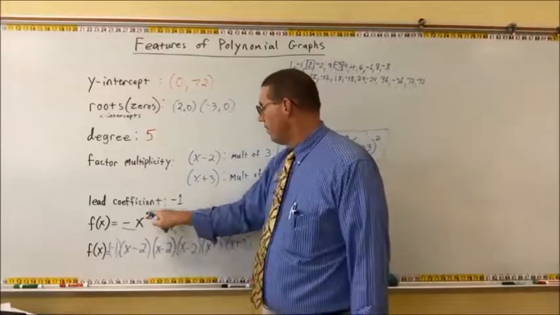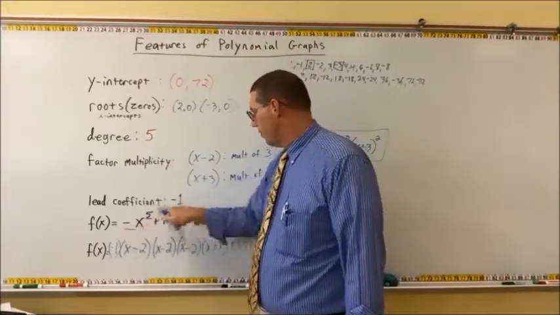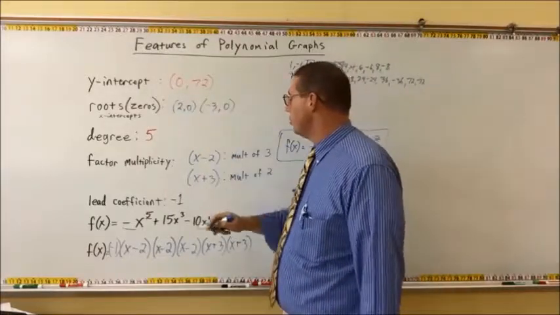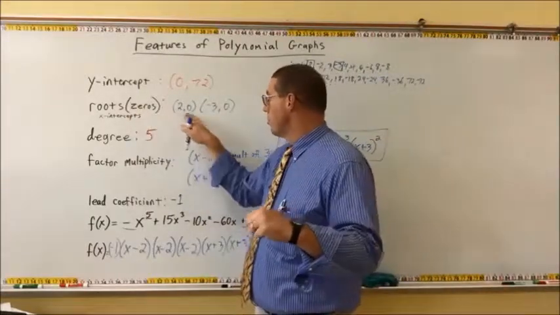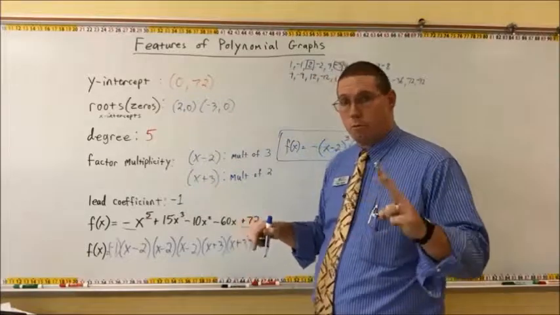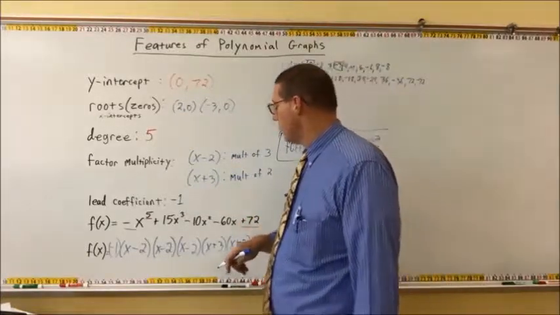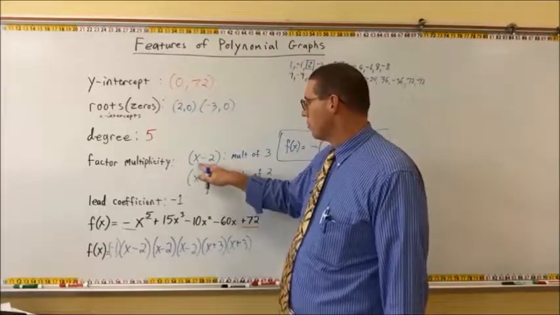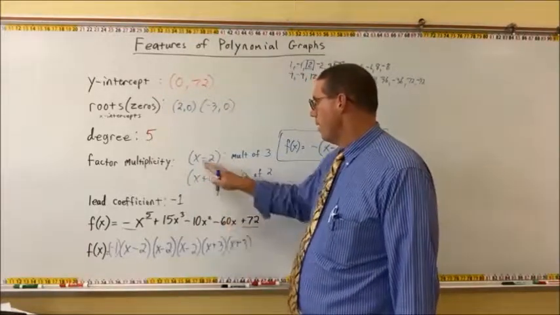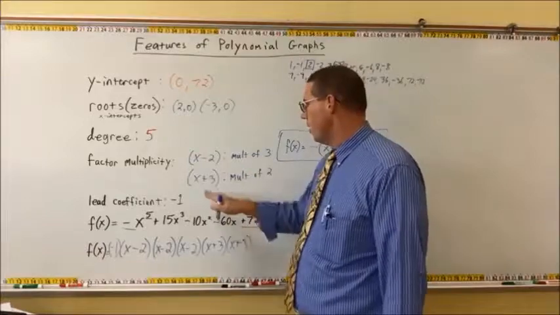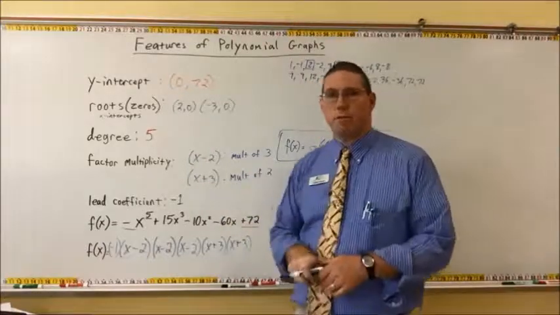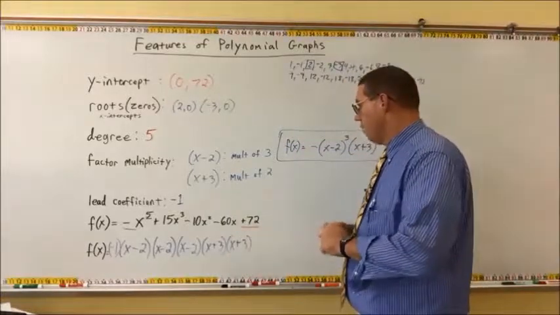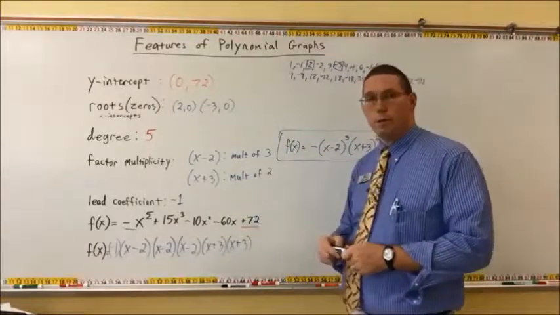It has a degree of 5. It has a lead coefficient of negative 1. It has a y-intercept of 0, 72. There are 2 roots, 2, 0, and negative 3, 0, 2 x-intercepts. And then lastly, the multiplicity, the 2 factors are x minus 2 and x plus 3. X minus 2 has a multiplicity of 3, and x plus 3 has a multiplicity of 2. And now we've identified all of the qualities of this polynomial right here.